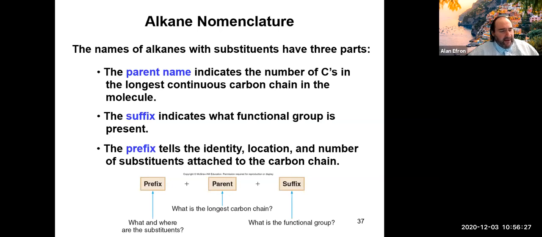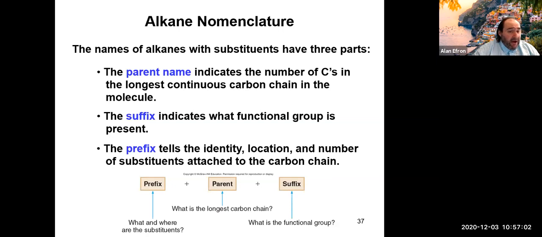So just to reiterate some of the main points that we just did there, to get the base of the name, I call it the root of the name, you want to always look for the longest continuous carbon chain. And usually you want to look for the longest continuous carbon chain that contains the functional group. So in an alkane, the functional group really is the carbon-carbon single bonds. But if you got to an alkene, for example, the functional group would be a carbon-carbon double bond. So you would want the longest carbon chain that contains the carbon-carbon double bond, for example.